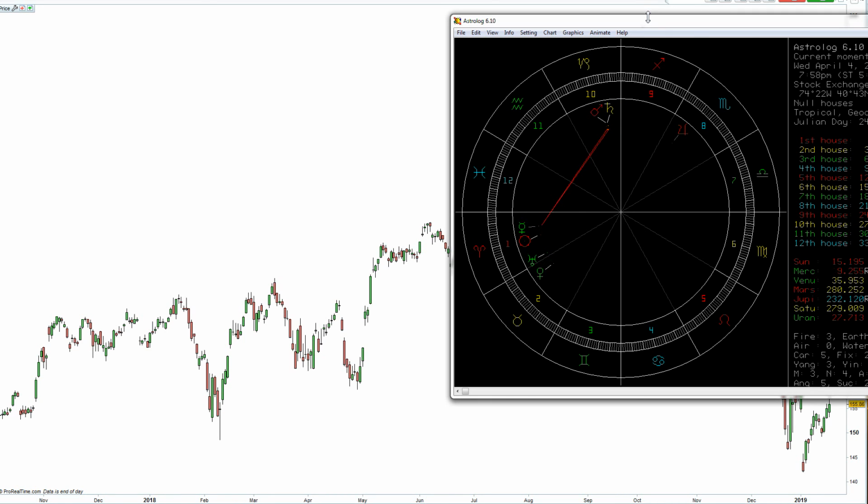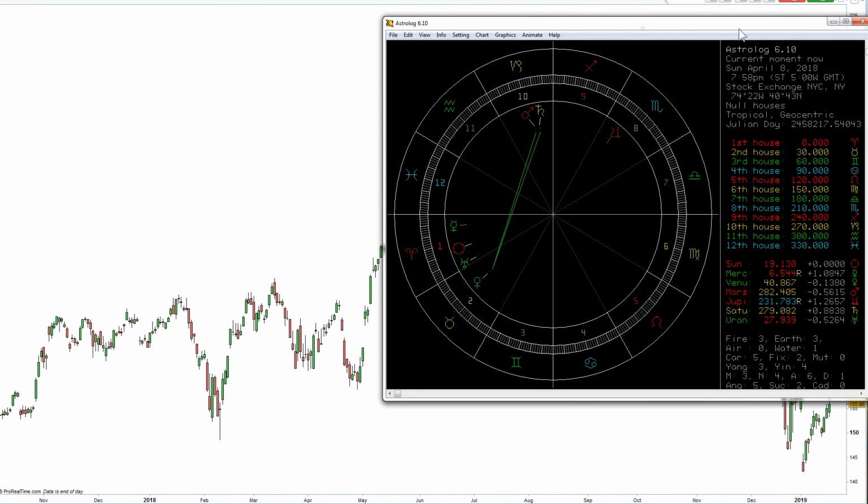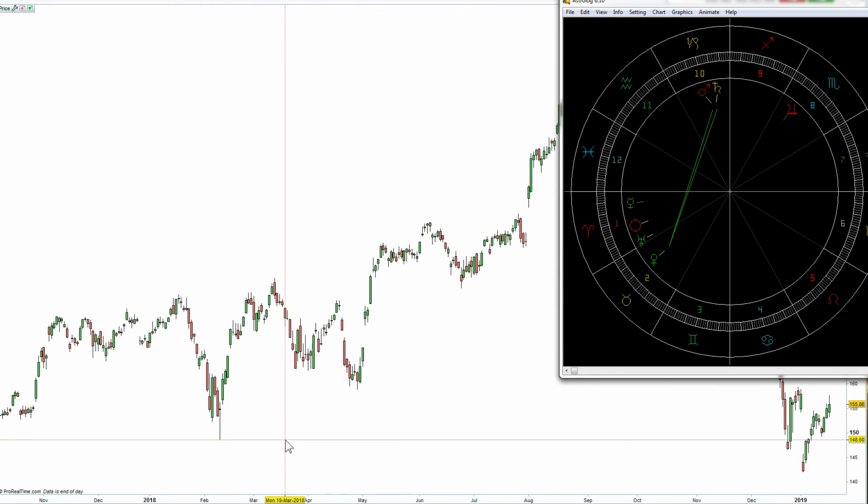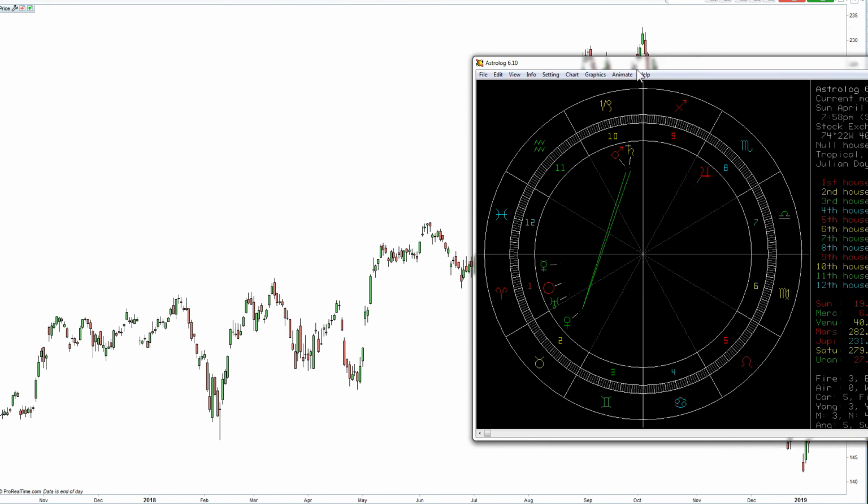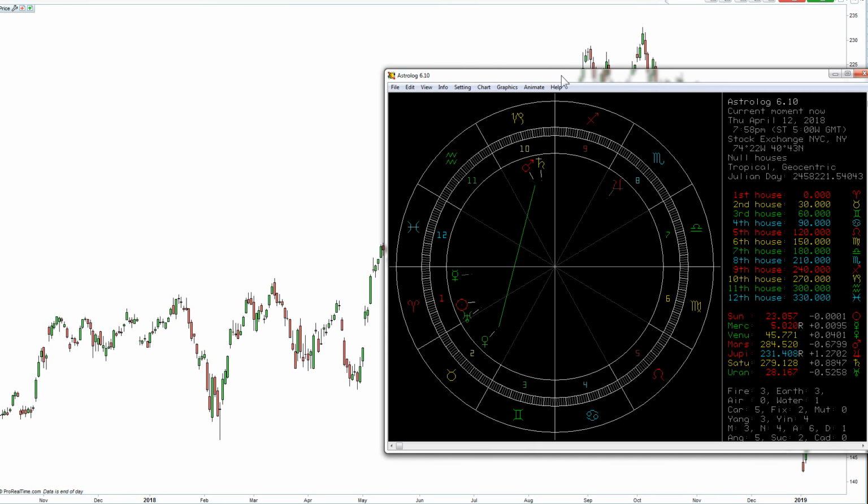we see that Venus and Saturn form a relationship right here. That's the first next relationship that's formed. And that's April 8 approximately of 2018. And we see that April 8 is right here, so right at the end of this sideways move right there. So see, that's not as precise as we'd like it, which would indicate that the probability is we're going to continue to the downside, in theory, right?